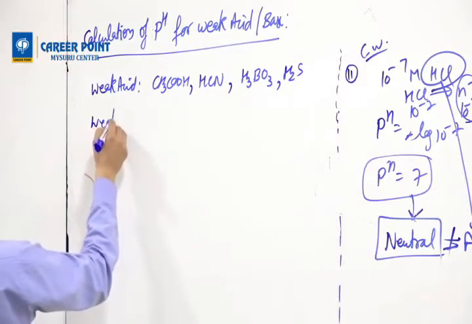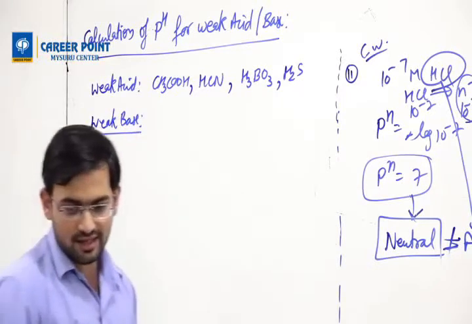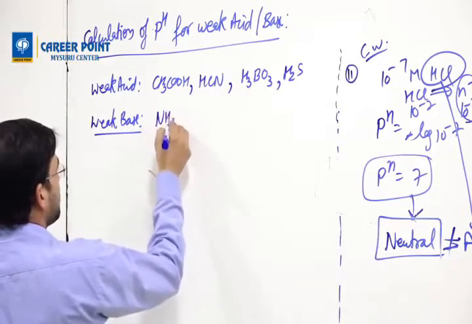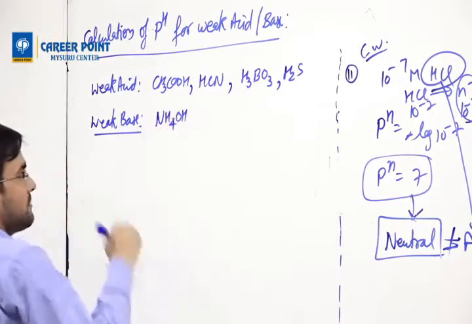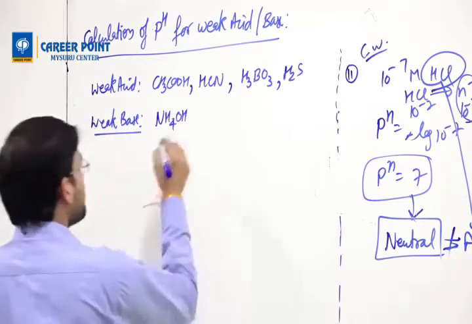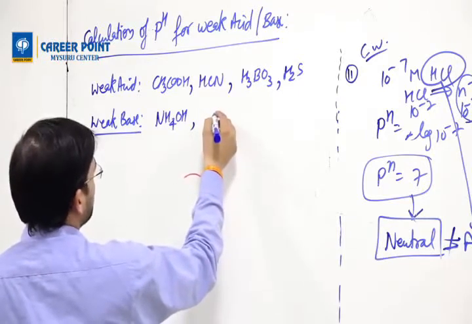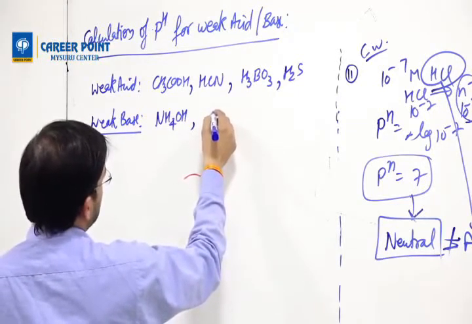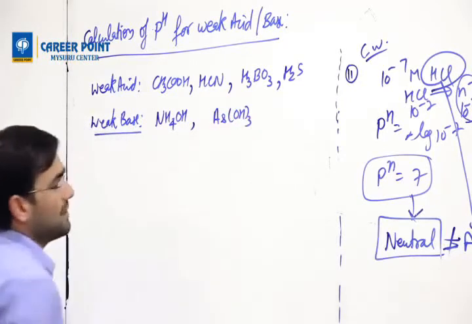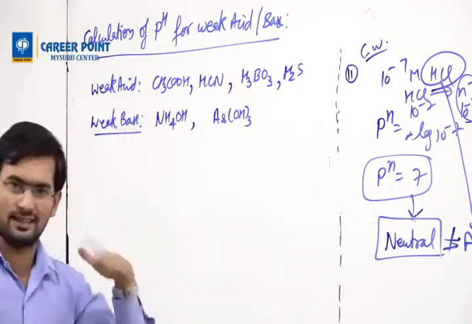But we have very few examples of weak base. We have very limited examples of weak base. What are the examples of weak base? The most common example is NH4OH. Now, one more example, if you want to write, is As(OH)3. This is very rarely used, but we use NH4OH more. Okay. So now I have an example of weak acid.